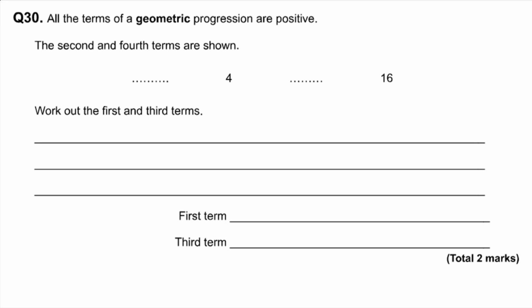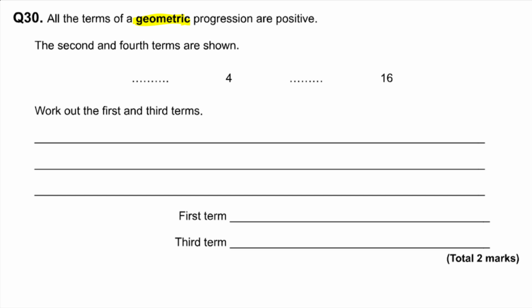Question 30. All the terms of a geometric progression are positive. The second and fourth terms are shown. Okay, so I've got blank, 4, blank, 16. Now, a geometric progression has got a common ratio rather than a common difference. That means that each term is a multiple of the previous one. So what must it be being multiplied by if it goes from 4 to something to 16?